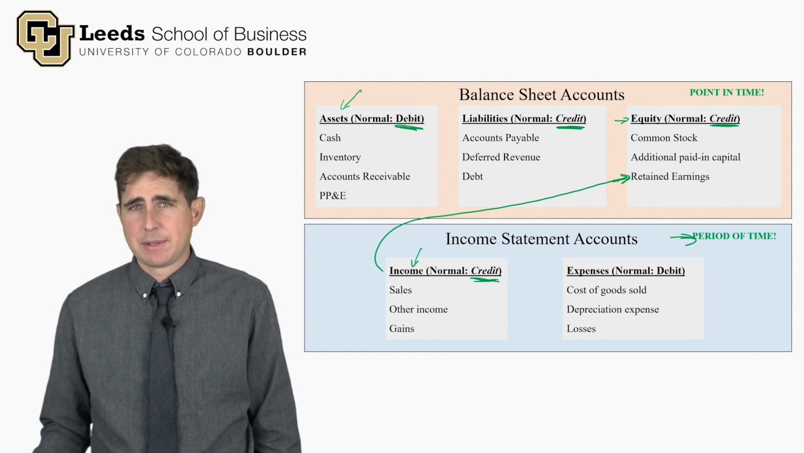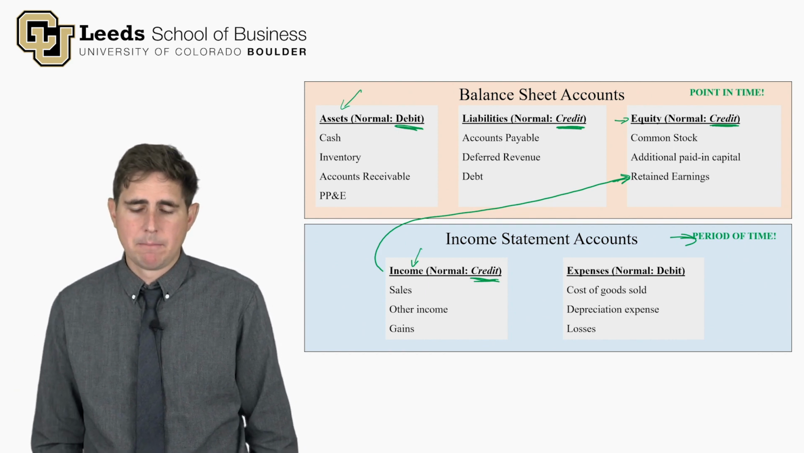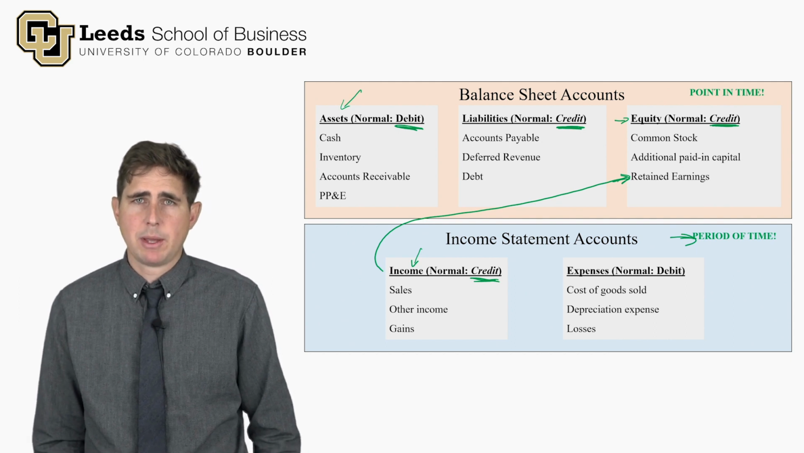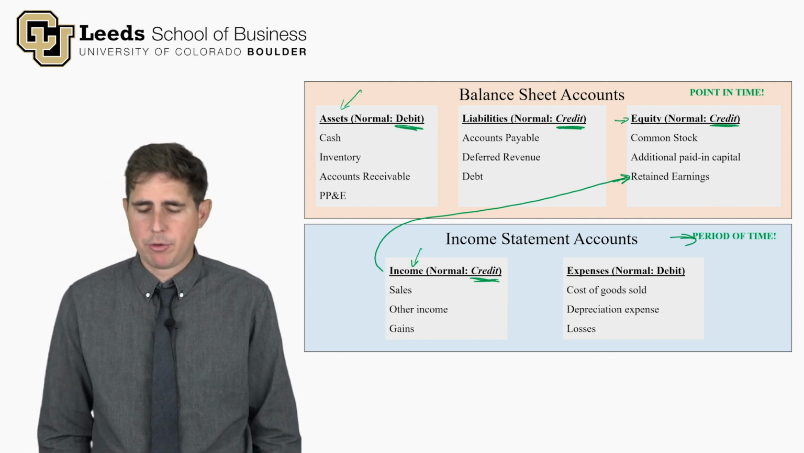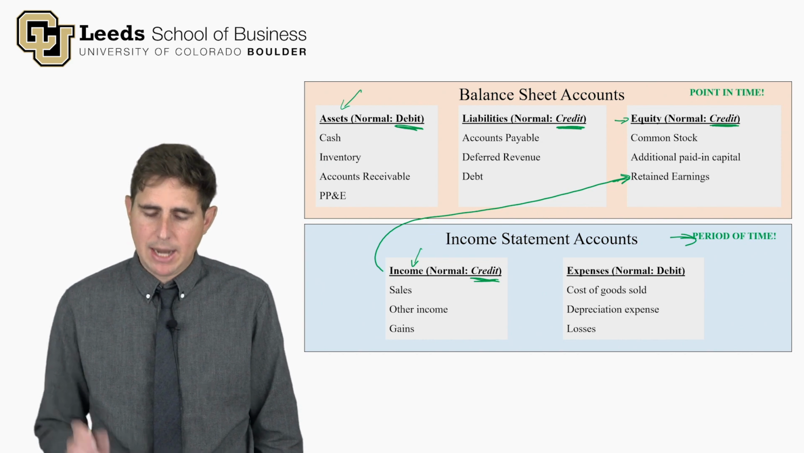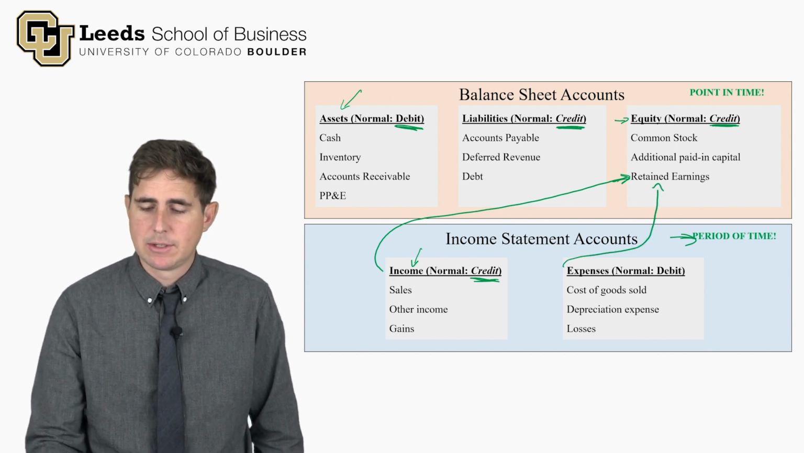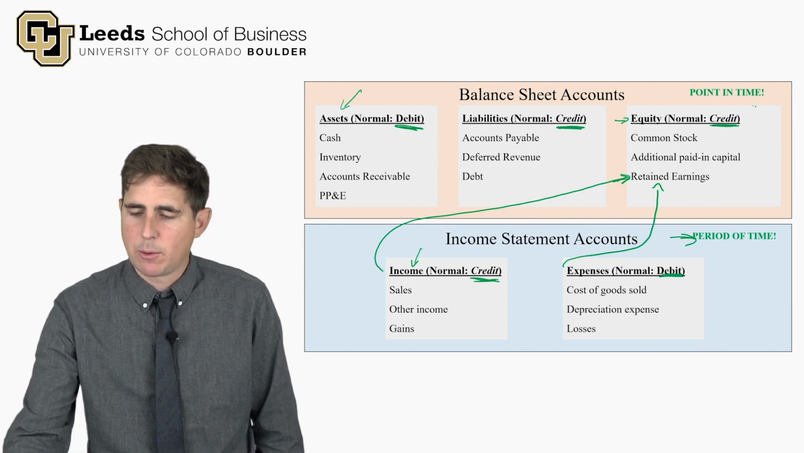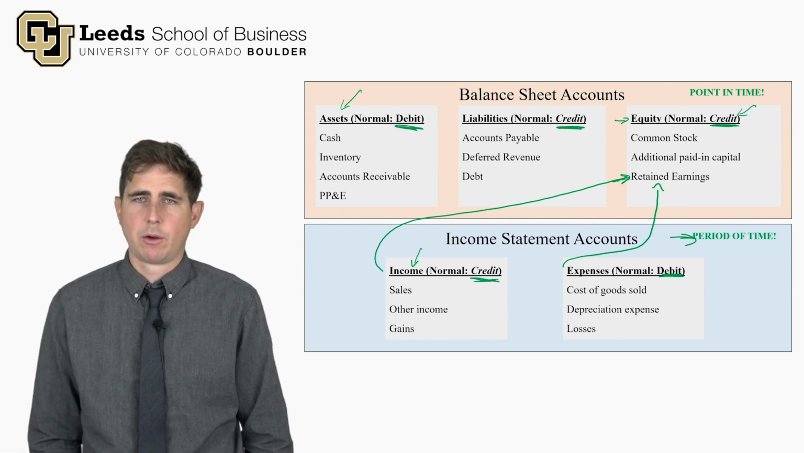Expense accounts are the opposite. They increase with a debit. And some examples of expense accounts are cost of goods sold, depreciation expense, and other non-operating losses, okay? And again, these expenses decrease retained earnings. And so debits will decrease equity since you increase equity with a credit.